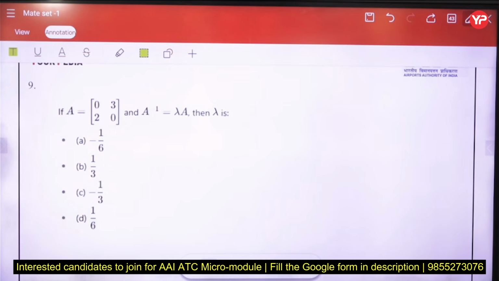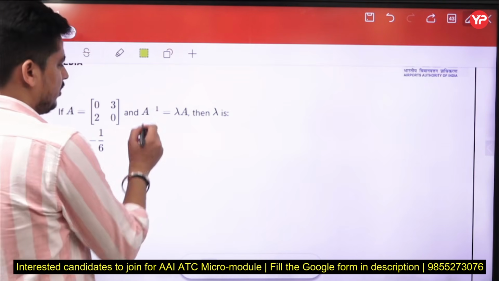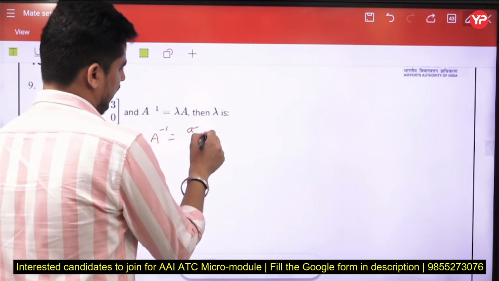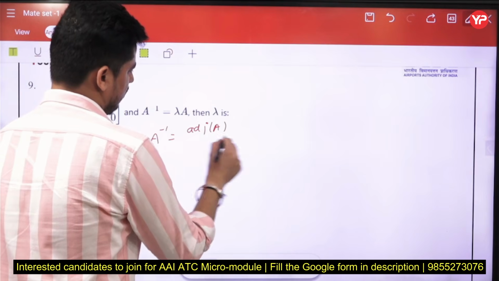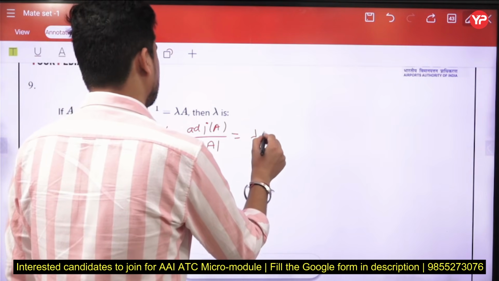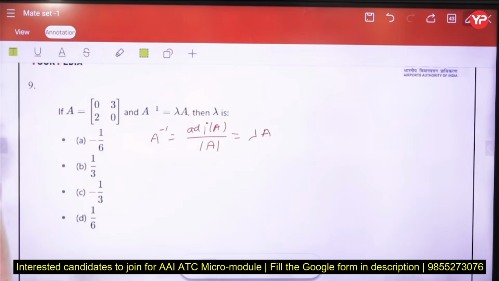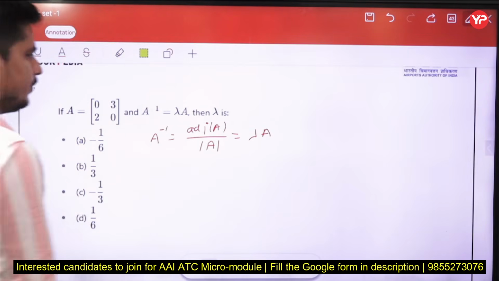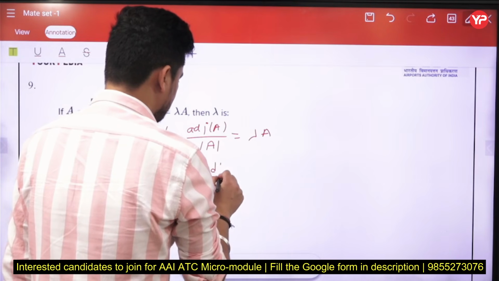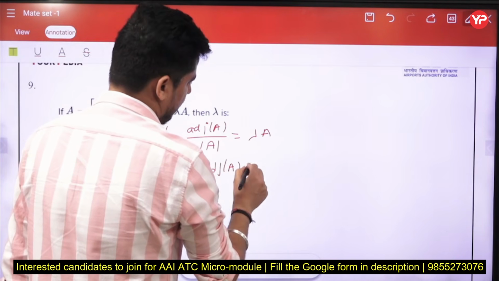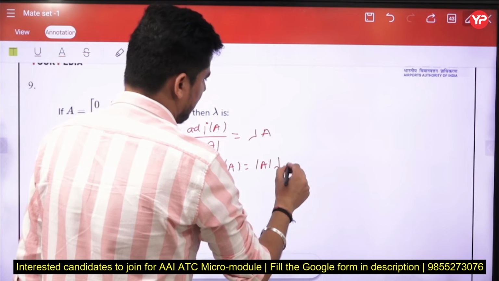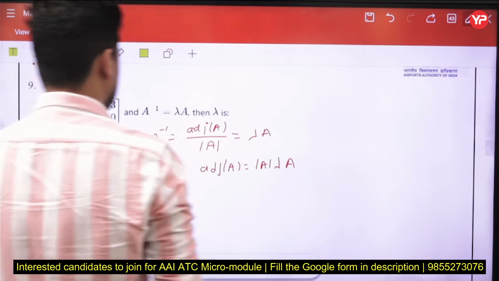So how can we solve it? See, first thing, this A inverse can be written as adjoint of A divided by determinant of A, right? And we can write it as lambda A. So from this equation we can say that adjoint of A can be written as what? Determinant of A multiplied by lambda times A. Okay, let us do it.